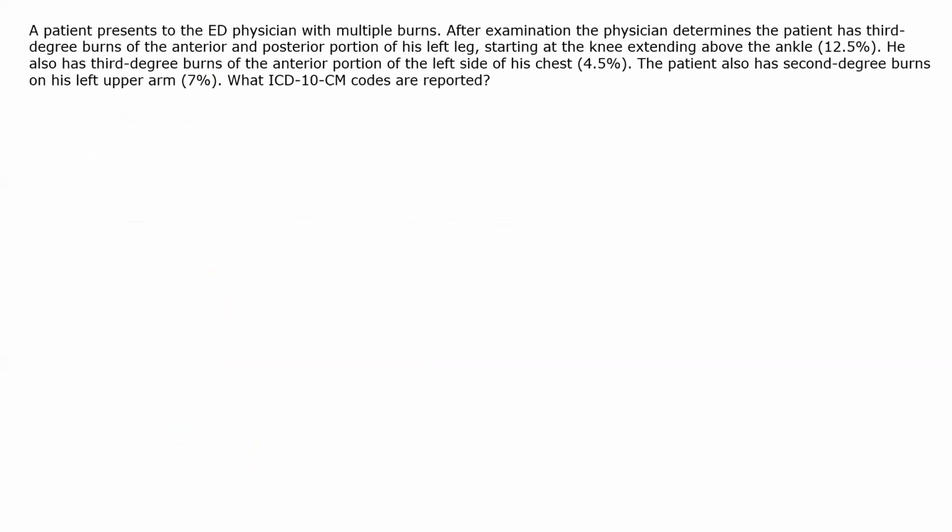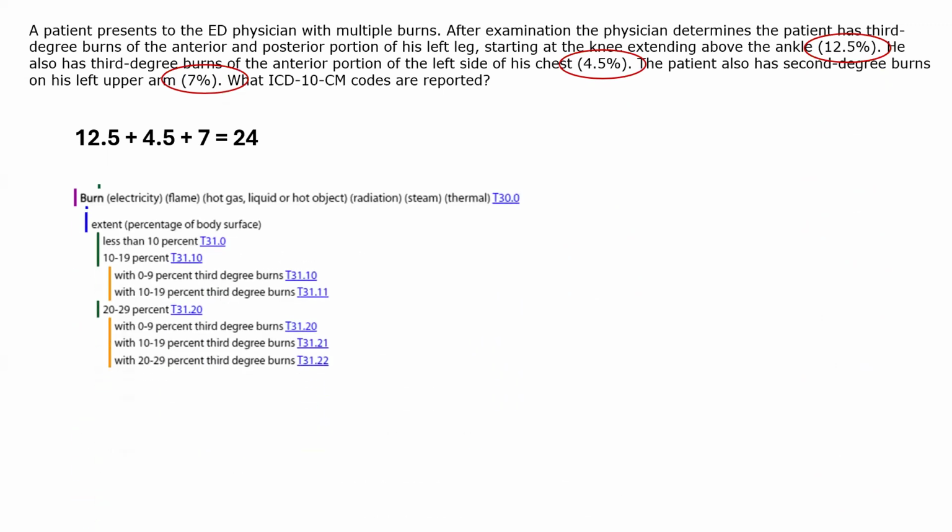Let's review the question one more time to determine our last code. The physician determined the patient has third-degree burns of the leg totaling 12.5%, third-degree burns of the left side of the chest totaling 4.5%, and second-degree burns of his left upper arm totaling 7%. This is a total of 24%. To report the extent or percentage of the total body surface area burned, look in the alphabetic index for burn, extent, 20 to 29%.